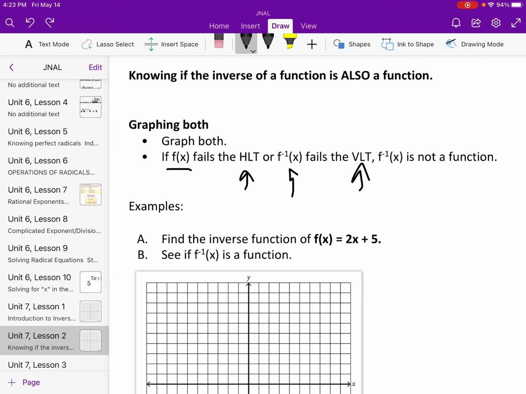We could just see if f of x fails the horizontal line test, and then we would know that the inverse wouldn't pass the vertical line test, meaning it's not a function. Or we could just graph both. But we'll just see how that is.